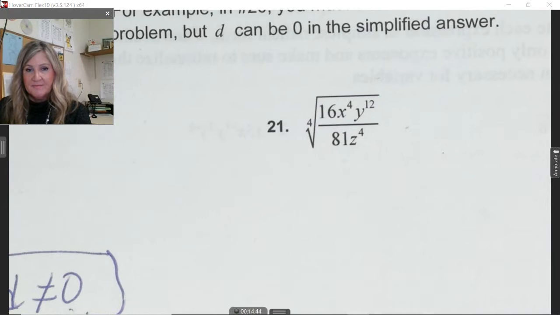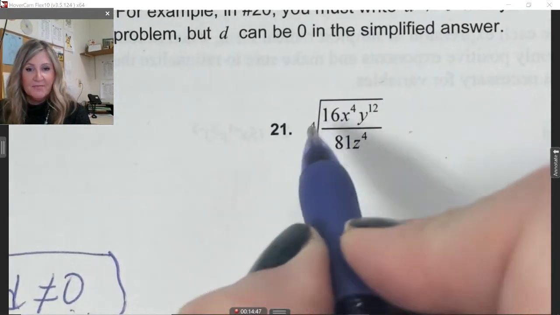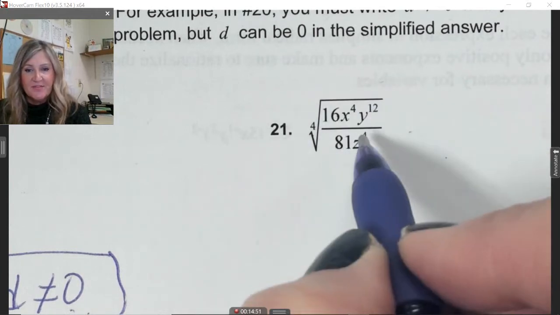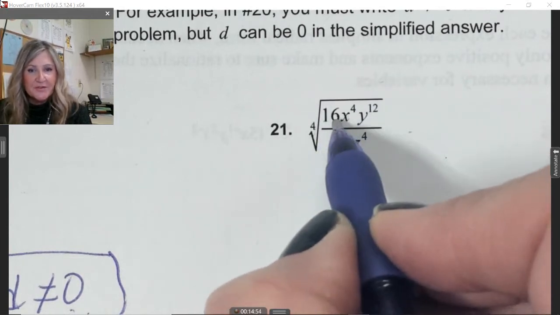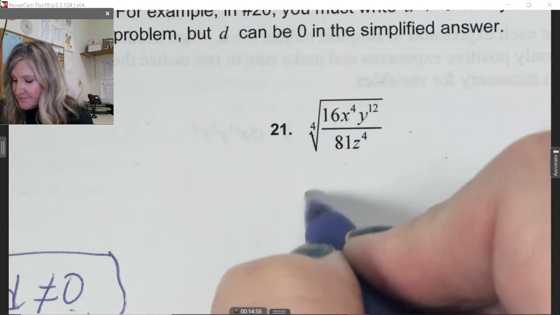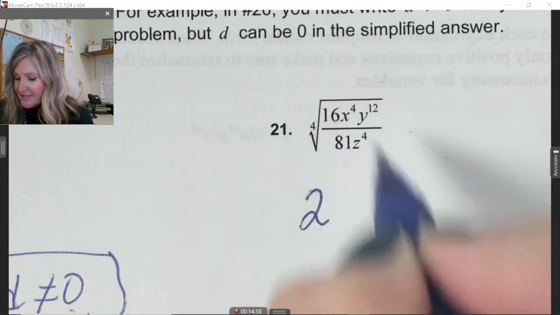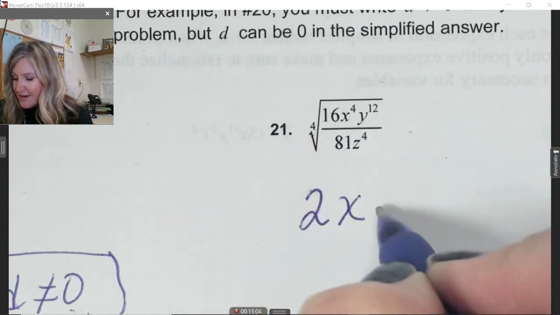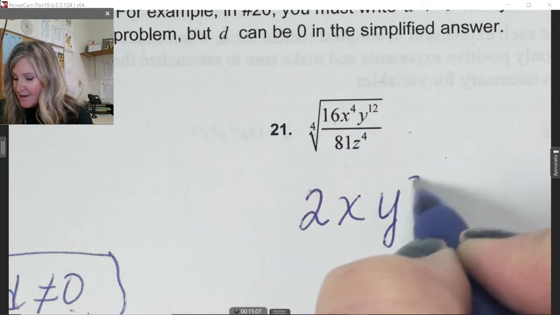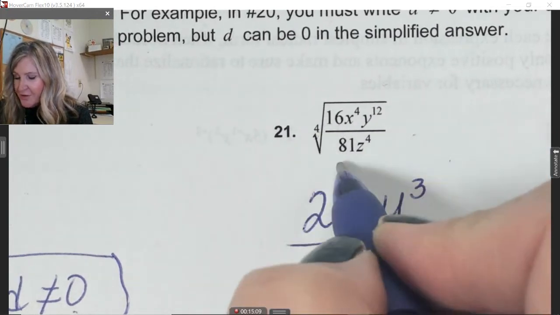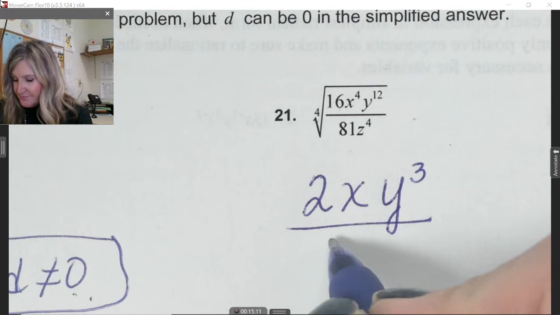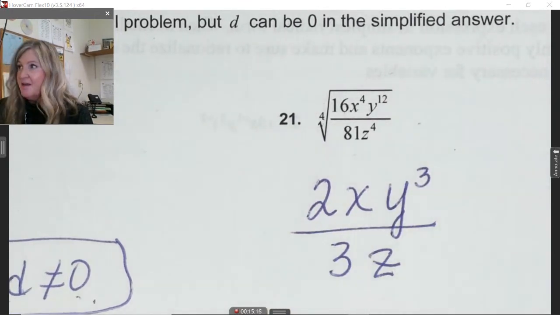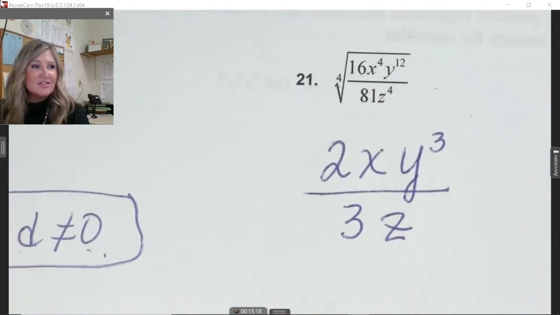All right. Let's try this problem now. We have the 4th root of 16. Well, first we should see if we can simplify. We cannot. What is the 4th root of 16, everyone? 2. What is the fourth root of x to the fourth? X. What is the fourth root of y to the 12th? Y to the third. What is the fourth root of 81? What's the fourth root of z to the fourth? Okay.